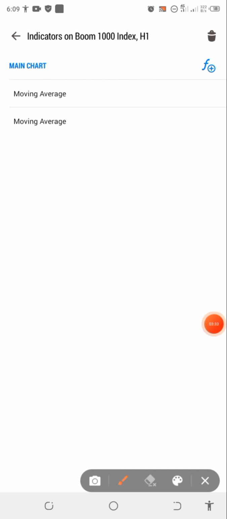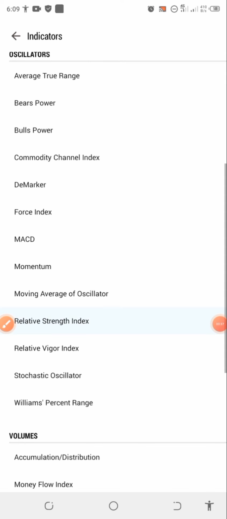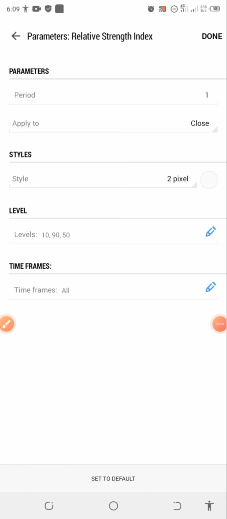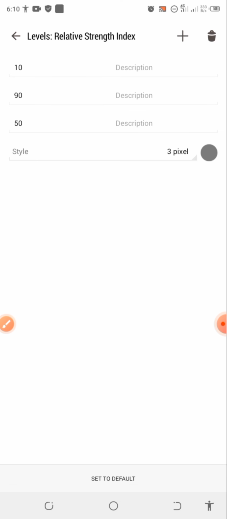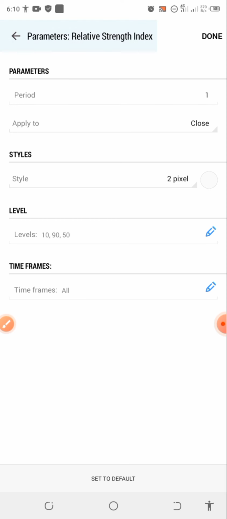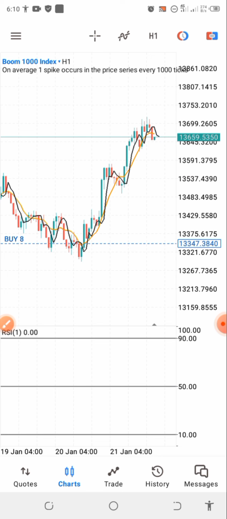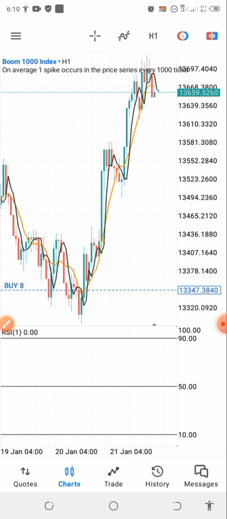Now the next indicator we're going to be adding is the RSI. So click on the F plus, search for your RSI, click on it, and these are the parameters for the RSI. The period is the first one, apply to close. The style is not necessarily important. What is necessary is the levels. We need the 10, 90, and 50 levels. When set up like this, we click on done, and the chart looks like this.